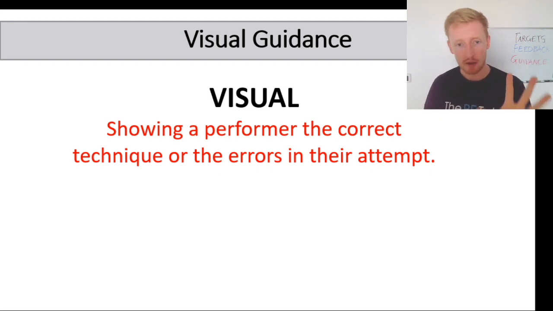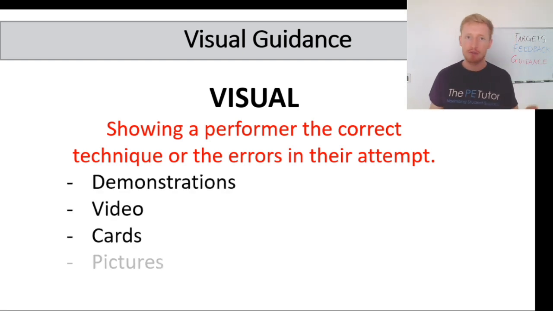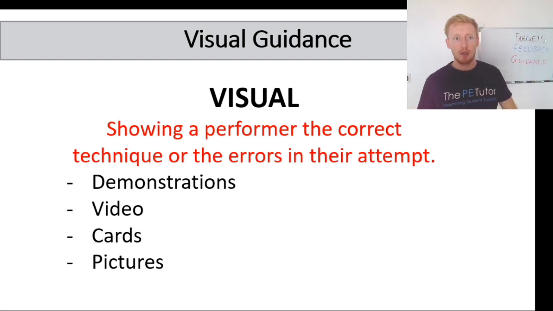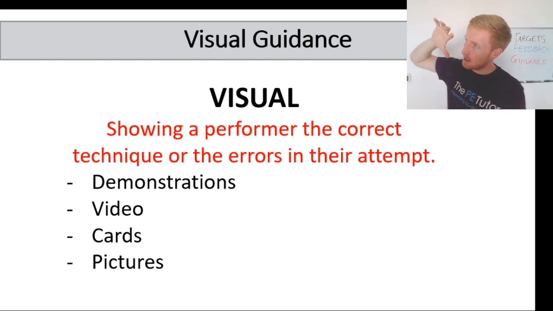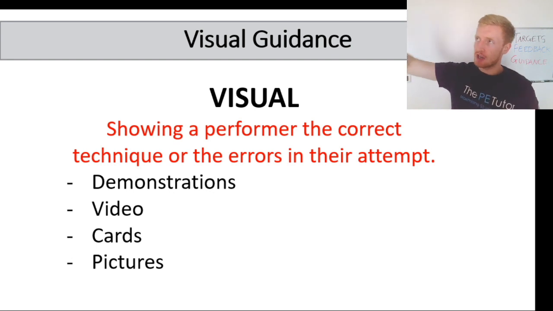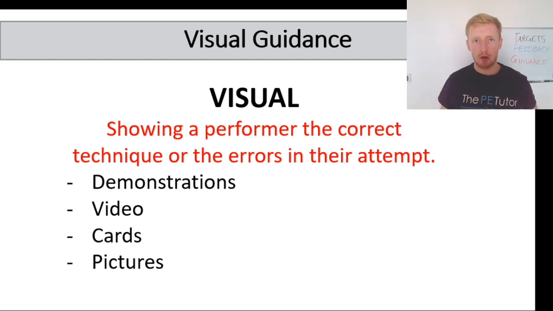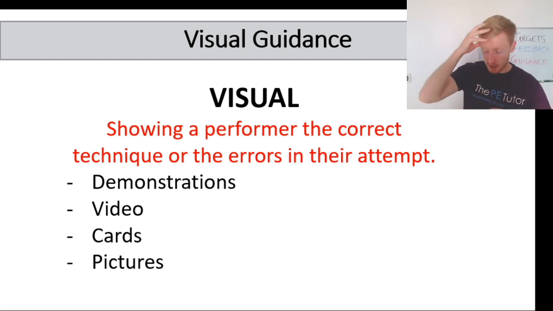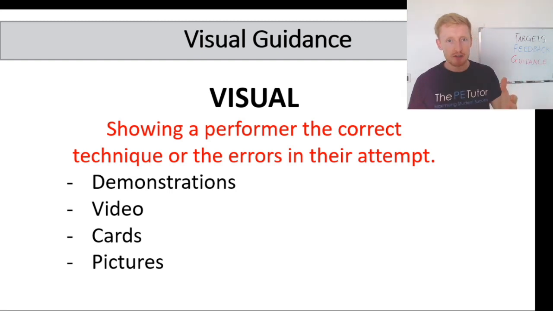Visual is showing the correct technique. It could be a demonstration, it could be use of video, it could be a flashcard or a picture. Anything that we can show the person. Why? Well, so then when the person is actually completing the task or the skill, they have this memory of watching what it should look like. They can constantly be comparing how they can see themselves moving. They can compare that to what they just saw from the visual guidance.